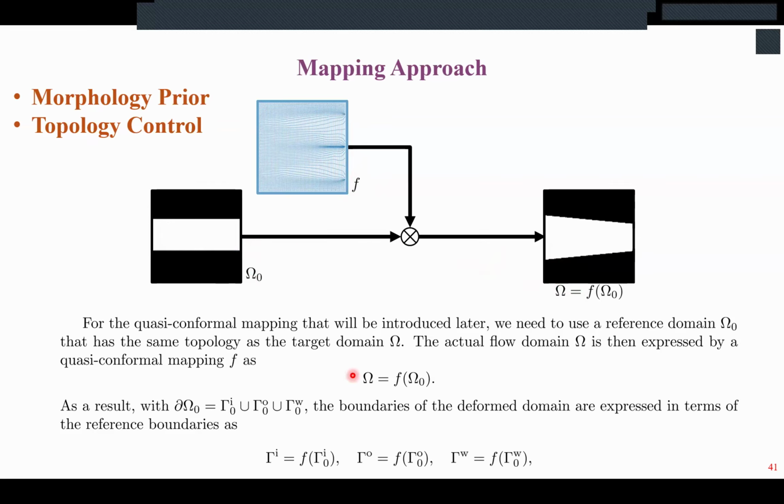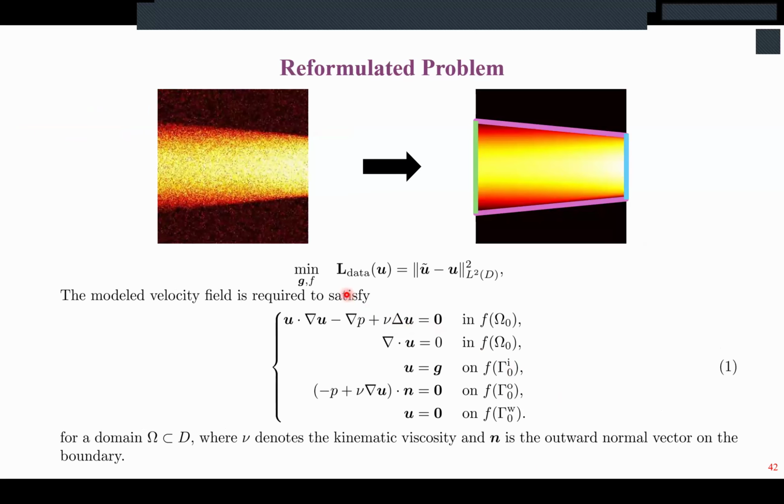Okay, so by using this template domain omega 0, we use the mapping F to deform it so that we can get omega. Now we can replace every omega with F of omega 0, and the boundaries are also mapped correspondingly. So now the problem is reformulated. We optimize over this mapping F, and all those omegas are represented by a template domain omega 0 and an optimizable mapping F. So now optimizing for omega becomes much simpler, as there are many structures to optimize for the mappings.